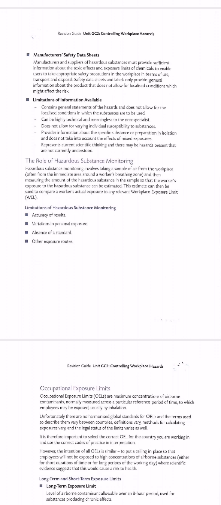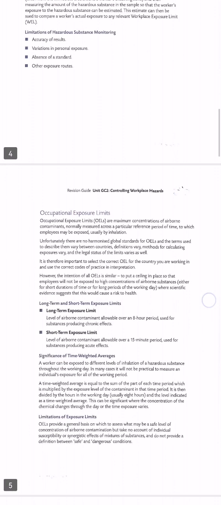Then another point on the role of hazardous substance monitoring: we're talking about the limitations of hazardous substance monitoring. What are the limitations? We have the accuracy of the results. It should have accuracy of results: how much toxicity is in the air? Then the variations in personal exposure, how long you are exposed to this. They're also talking about the absence of standards, right? Then other exposure routes, right?